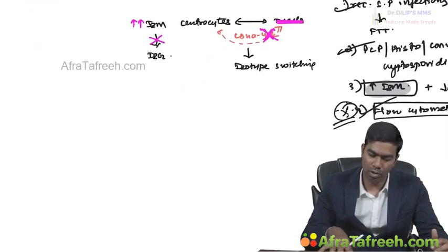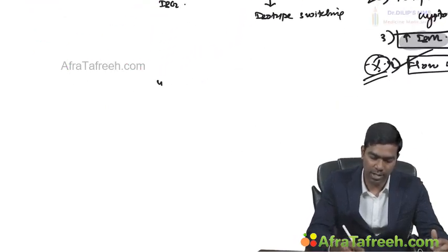Then finally the fourth one you have, that is ataxia telangiectasia. This is the final one that you are going to see.